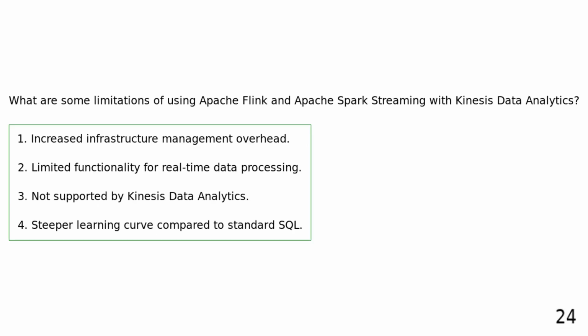What are some limitations of using Apache Flink and Apache Spark streaming with Kinesis data analytics? Increased infrastructure management overhead. Limited functionality for real-time data processing. Not supported by Kinesis data analytics. Steeper learning curve compared to standard SQL.